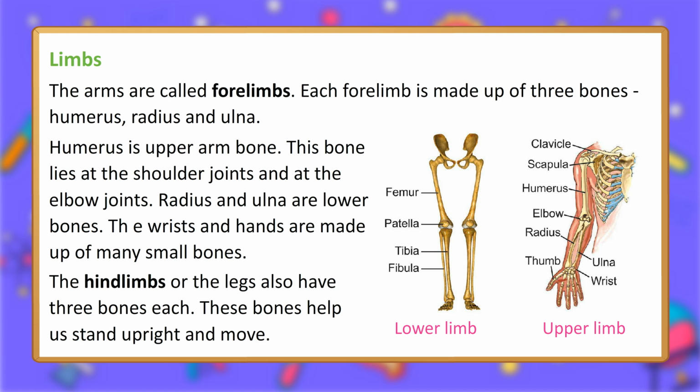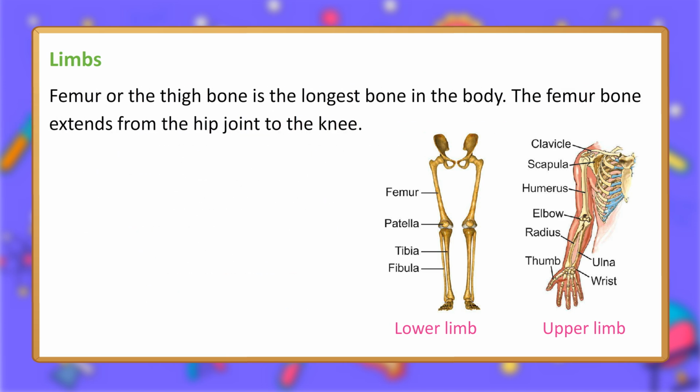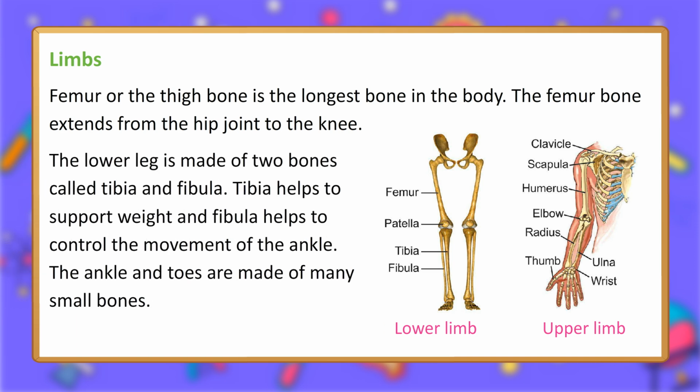Hindlimbs or the legs also have 3 bones each. These bones help us stand upright and move. Femur or the thigh bone is the longest bone in the body. Femur bone extends from the hip joint to the knee. Lower leg is made of 2 bones called tibia and fibula. Tibia helps to support weight and fibula helps to control the movement of the ankle. Ankle and toes are made of many small bones.